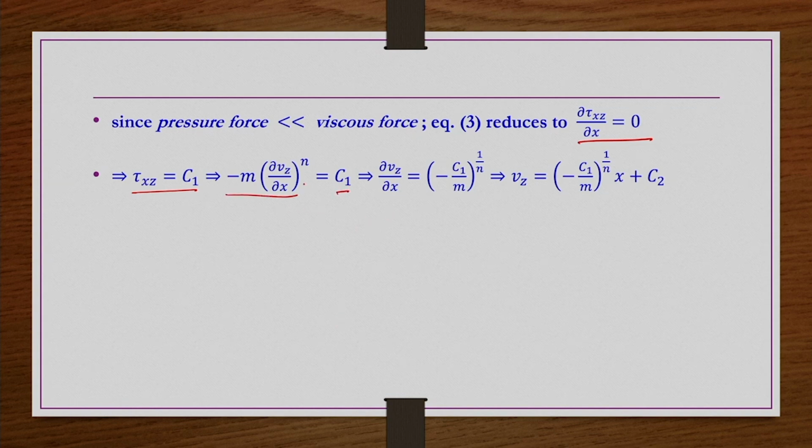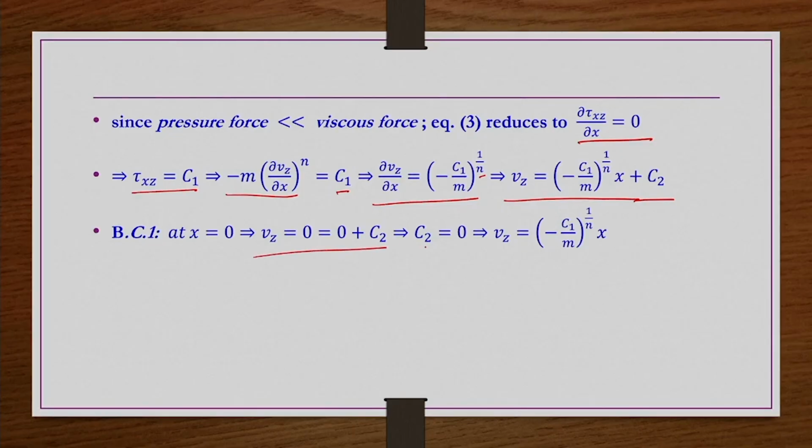Now, you take this C1 and take minus m to the right hand side, so that it is C1 by m, and then on both sides you take the whole power 1 by n. So, then you get dou Vz by dou x is equal to minus C1 by m whole power 1 by n. Now, you integrate this one: Vz is equal to minus C1 by m whole power 1 by n times x plus C2. So, here also, before obtaining the constants C1, C2, we can understand that in the case of power law fluids also the velocity profile is linear. The only thing is that we have to obtain the constants. Let us see if the constants are also the same or not.